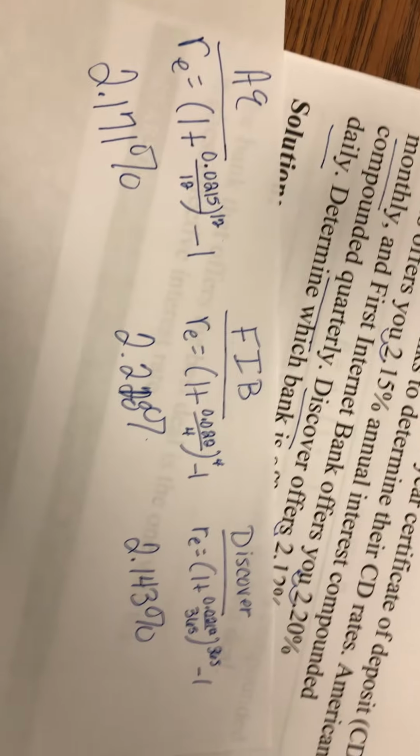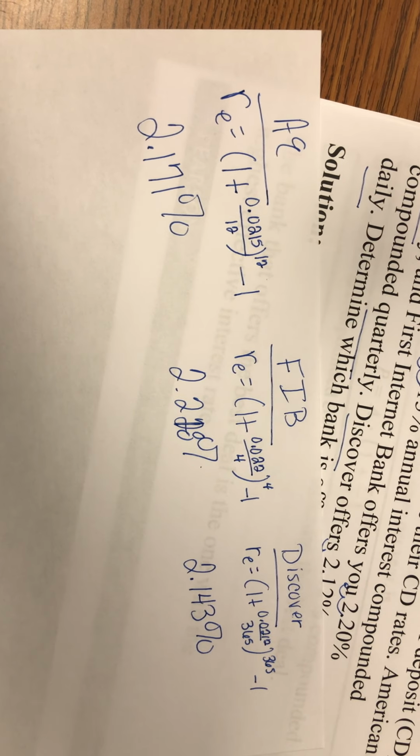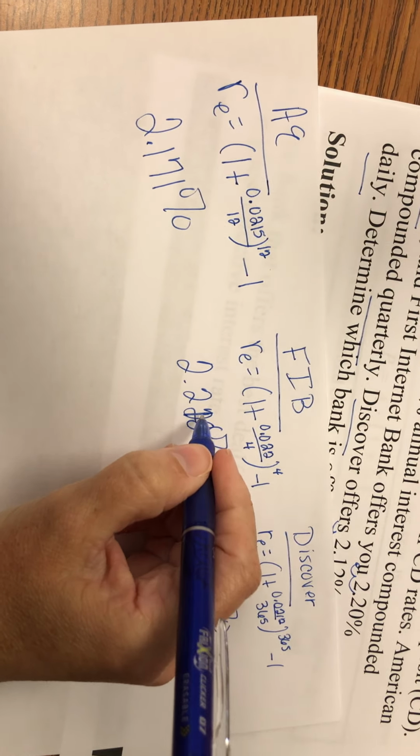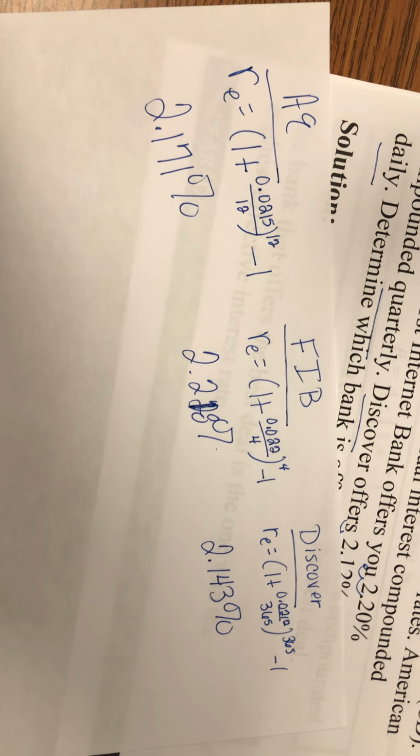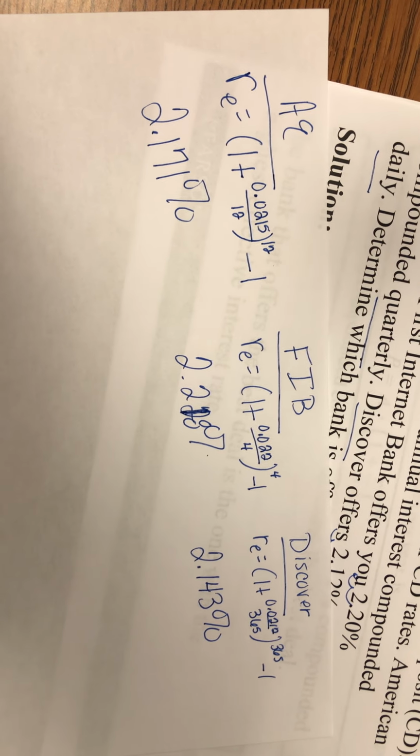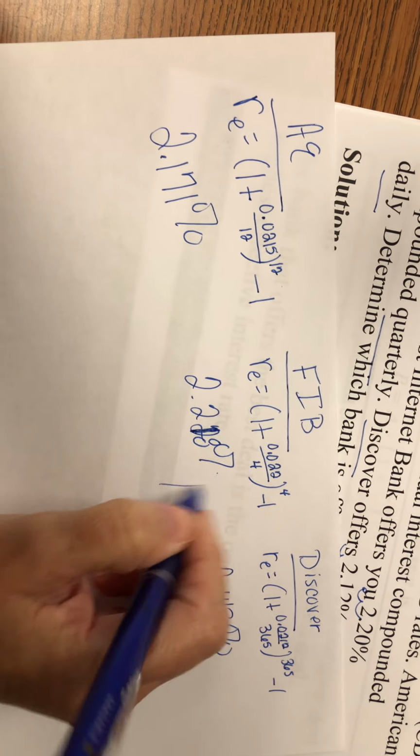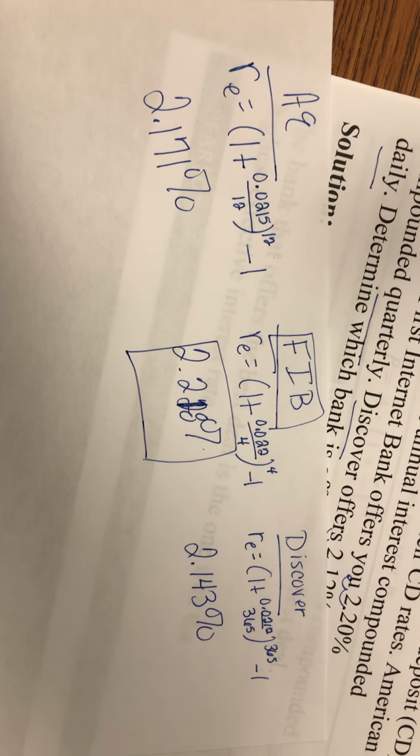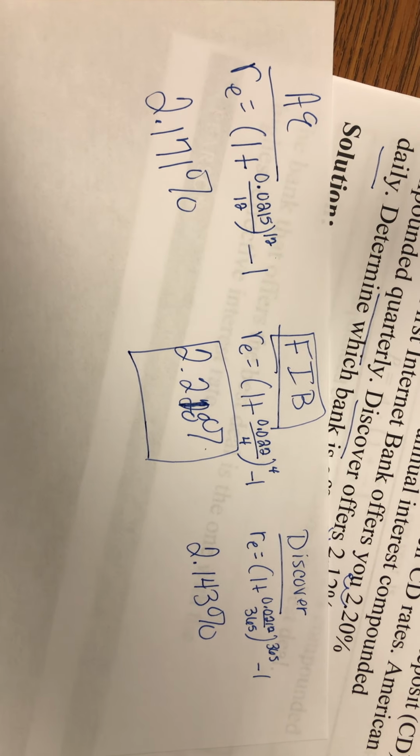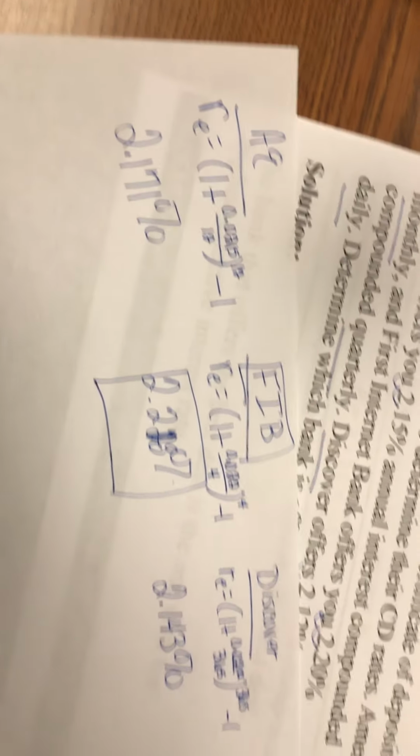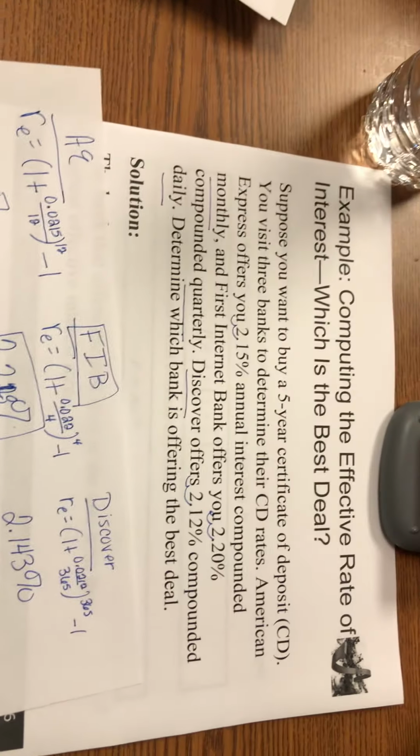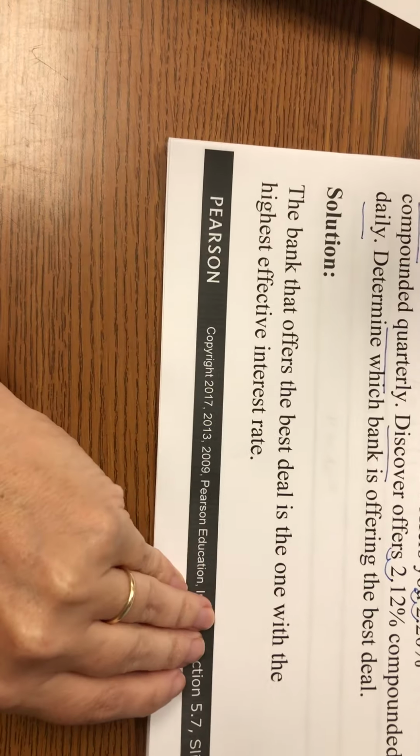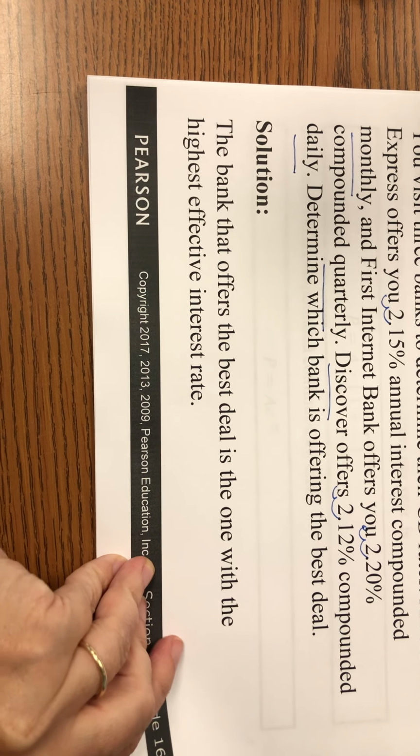Okay, so looking at your 3 effective rates of interest, you can clearly see that First Internet Bank is the one that you need to go with, because you ended up with 2.218%. So this is the bank that will give you the best deal, will give you the most yield for your money on your CD. So anytime you're looking for the best rate, use the effective rate of interest. The bank that offers the best deal is the one with the highest effective interest rate.